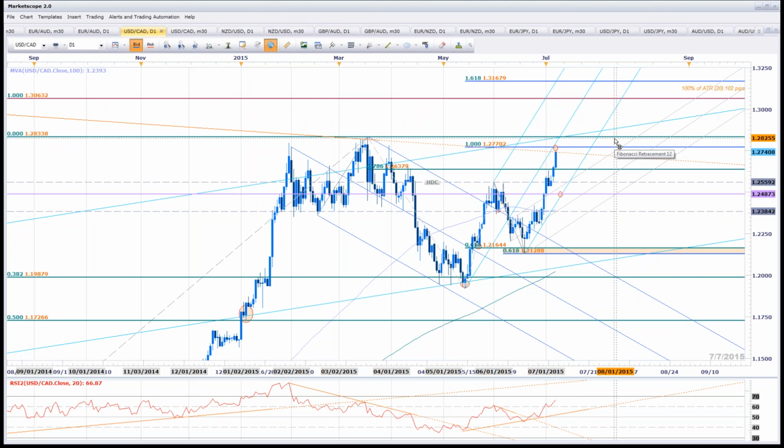Above here, you're basically looking for the stretch high, but I'm not interested from a scalp basis, guys, in taking any longs at this point for the dollar CAD.